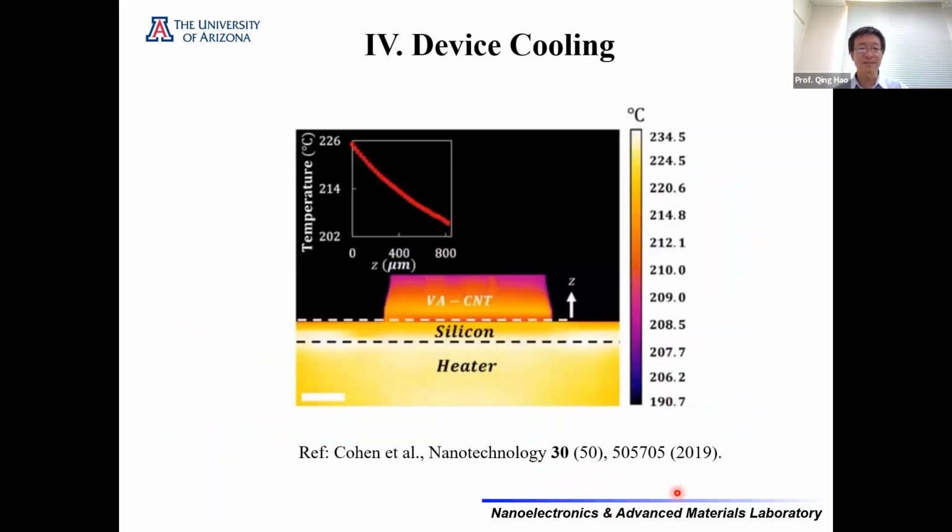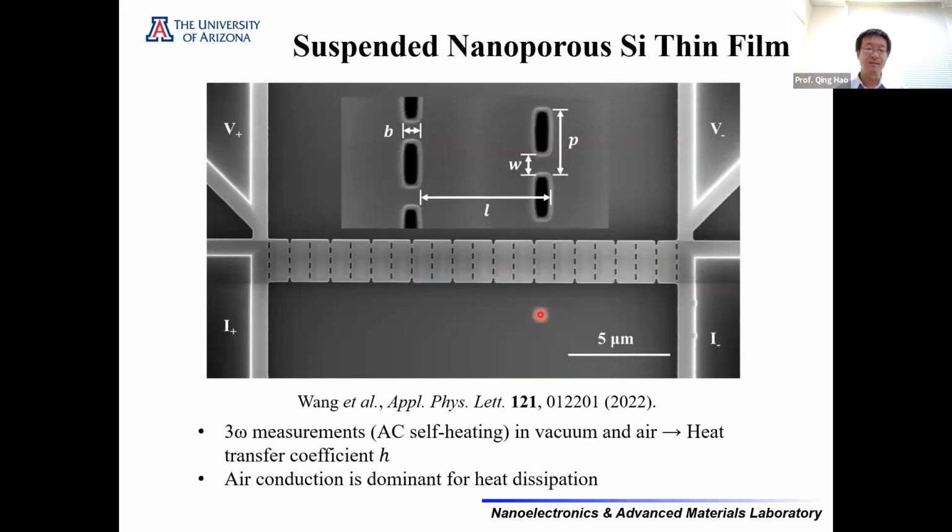And as a last topic, I want to talk about some recent studies for convection study for nanoporous thin film, right? And this could be used for the device cooling application. And here we basically carry out a 3 omega measurement on a metal-coated nanoslot pattern silicon thin film. The SEM image is given here.